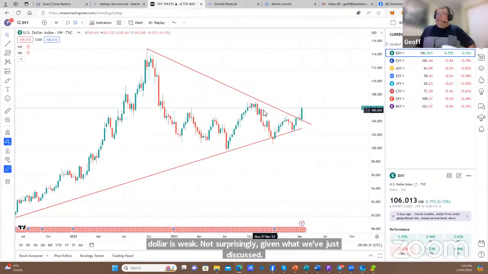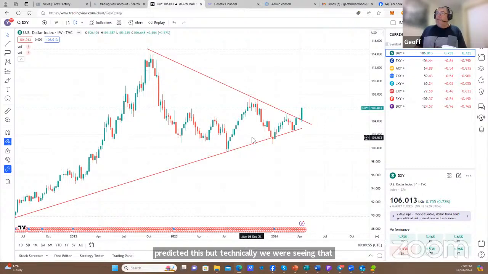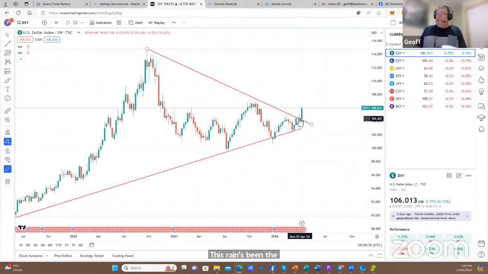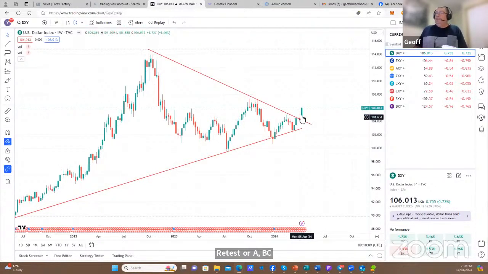The chart technically is telling me that in spades, and we've been following this for some time. If you're in the slingshot group, which a lot of you won't be, but we've been following this for quite some time. And I won't say we predicted this, but technically we were seeing that we'd broken out of this range, being the pennant that you're seeing on your chart. And we retested once we got out of that. And this was technically going to happen based on that break retest, or A, B, C scenario, if you like. So that has fulfilled its potential to this point.